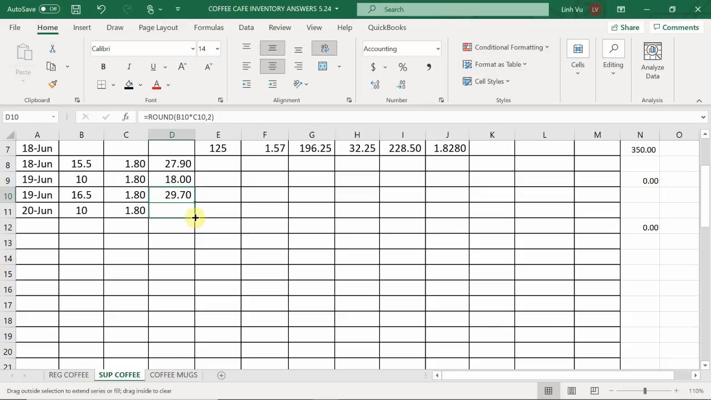$1.80. Okay, let's try 10 pounds at $1.80. $18. Good. Excellent. Okay.